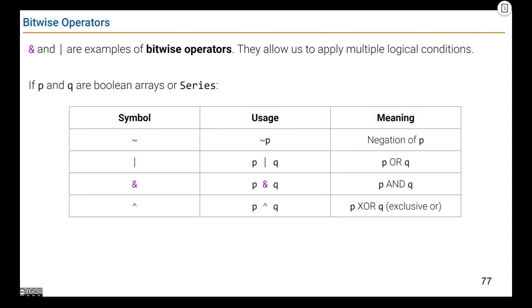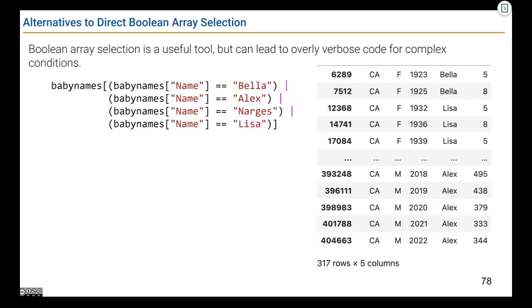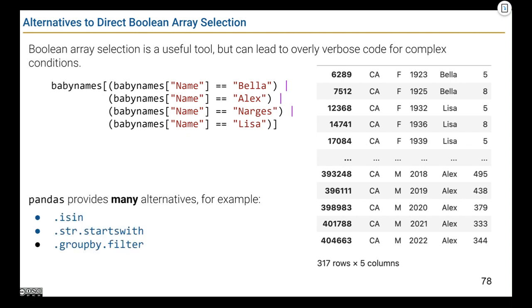Now, sometimes I want something other than AND or OR. Here are other common Boolean arrays or bitwise operators that will allow us to create Boolean arrays. And sometimes trying to do Boolean array selection can lead to way too long of code. And so there are some shortcut methods built into pandas to account for something like this. Rather than saying, give me all the rows where the names are Bella or Alex or Nargis or Lisa, I can use the .isin method. So we'll look at that one next.